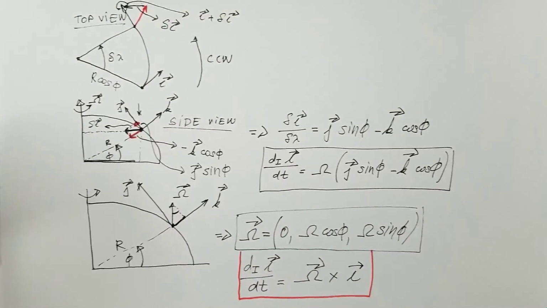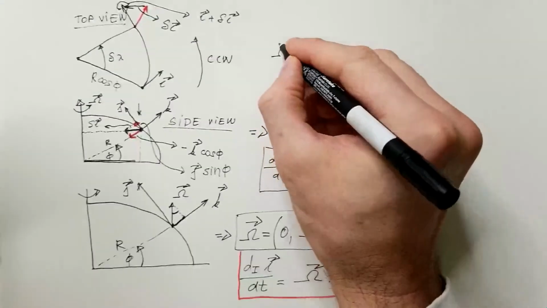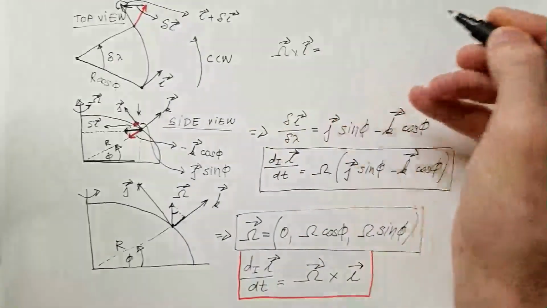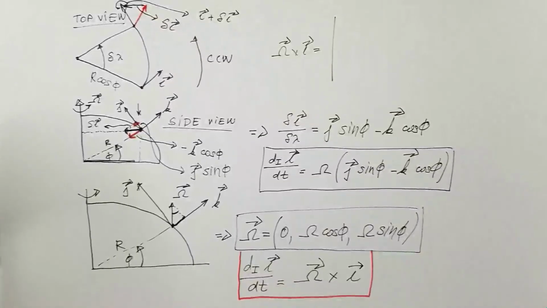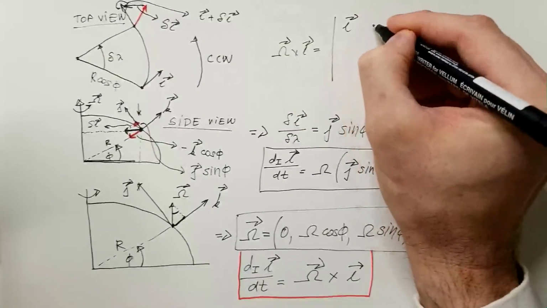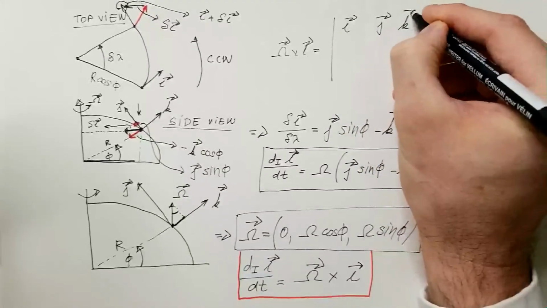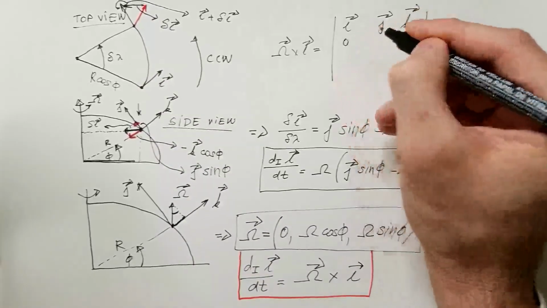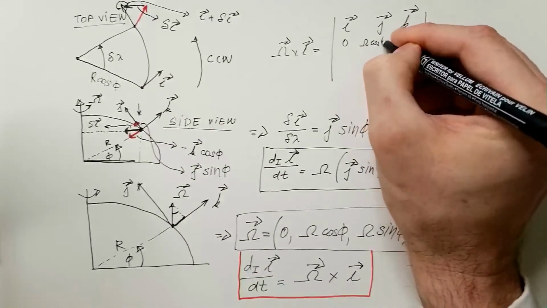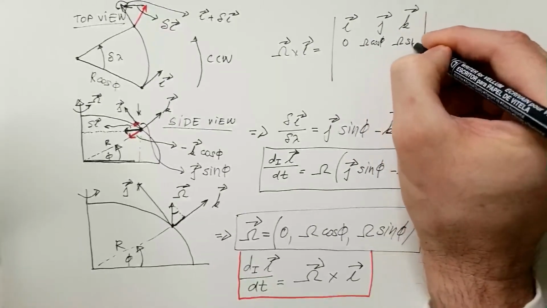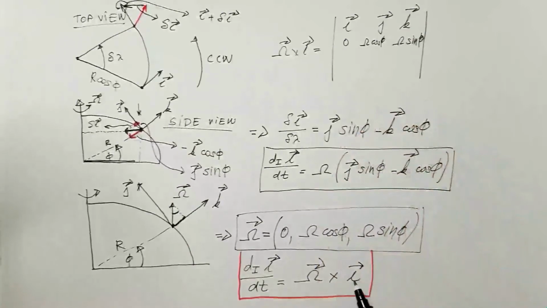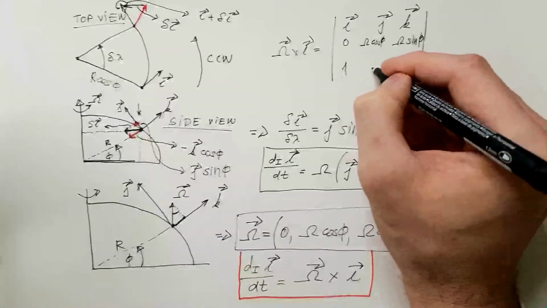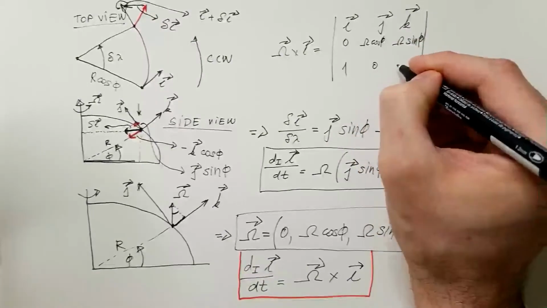Now, I could be one of these YouTubers that says, I leave that to you to demonstrate, but I'm not going to do that. I will demonstrate that for you. What is omega cross i? Well, we can use determinants. The first row will be the unit vectors i, j, k. You know the drill. The second row will be the components of omega: 0, omega cosine phi, omega sine phi. And the third row is the components of vector i, that's a unit vector. It only has a component in its own direction: 1, 0, 0.